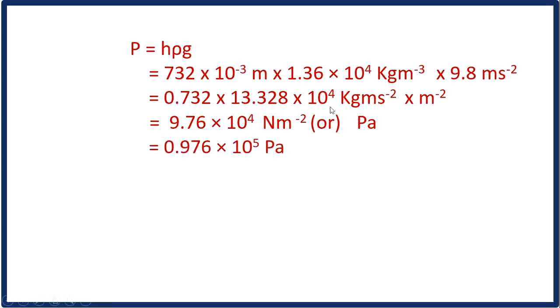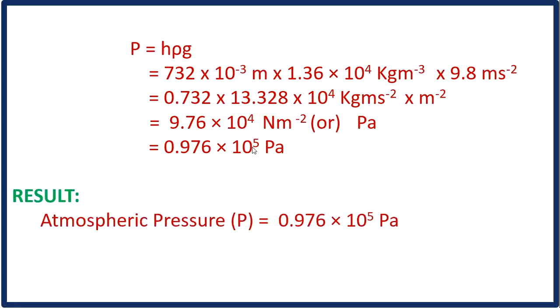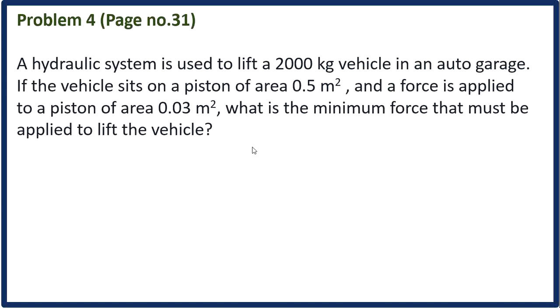Now we multiply with the 10, we get 0.976 into 10 power 5 Pascal. So when we move the decimal point, the power will increase. So the result, atmospheric pressure is equal to 0.976 into 10 power 5 Pascal.